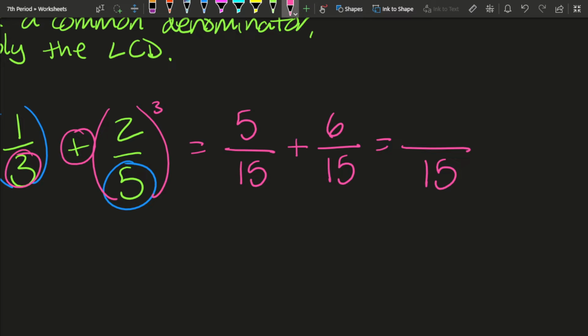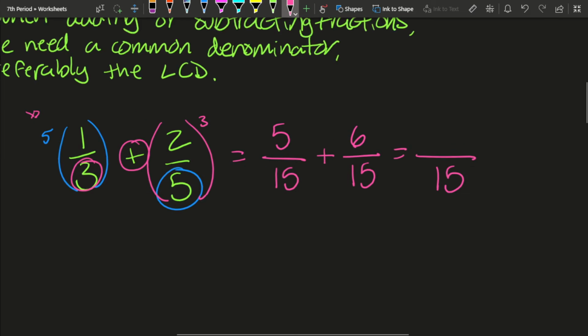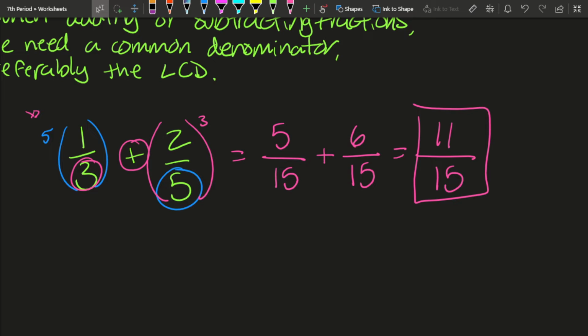You don't do anything with that. Either add or subtract, whatever the case may be. And then just add the top. 5 plus 6 is 11. And this is the final answer because I cannot simplify that.